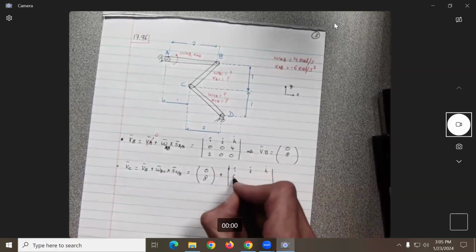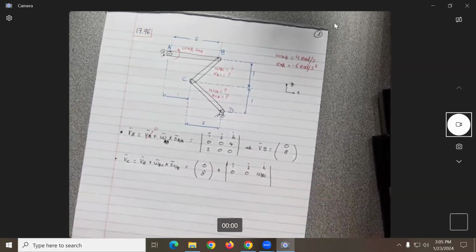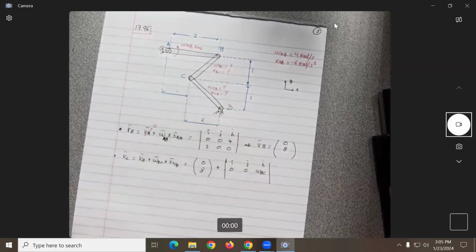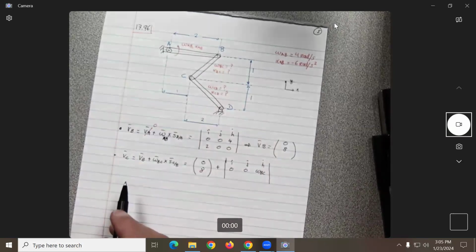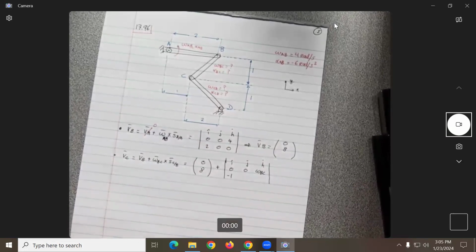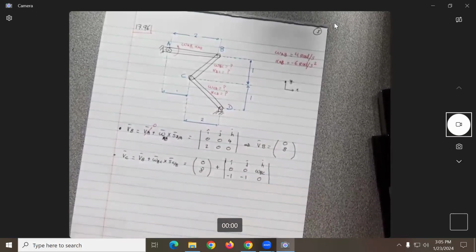Okay. Do we know omega BC? No, it doesn't matter, but just write it down. Okay. Omega BC. Now, do we know the position of C with respect to B? Position of C with respect to B. -1. Yes, -1 would be the X, correct? Yes? -1, what would be the Y? Position of C with respect to B, yes, -1 and 0.